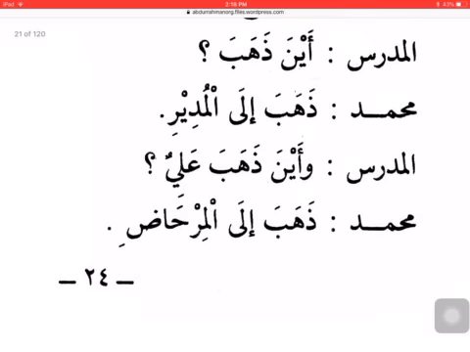Dhahaba, he went. So Muhammad replies, dhahaba ila al-Mudir, he went to the principal. Al-Mudir is a word used for a chief of a place, a manager. It can be the manager of a store or a restaurant. So the chief of a school would be like the principal or the headmaster. So he went to the principal.